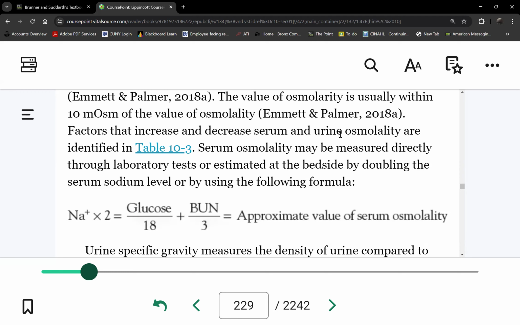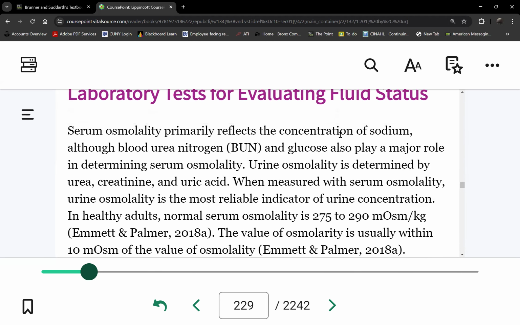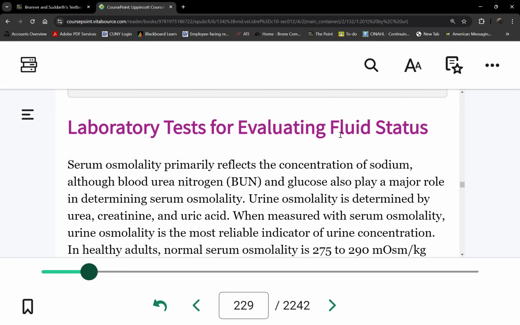Okay, let me start over. So how did we know the value of BUN and creatinine? What did we draw? Blood. So we drew blood in a tiger top or red top test tube. Send it to the lab. They looked at BUN and creatinine levels. So this is part of chemistry. Okay.